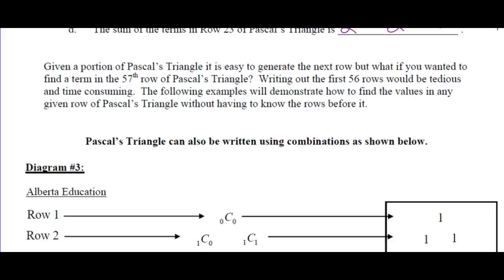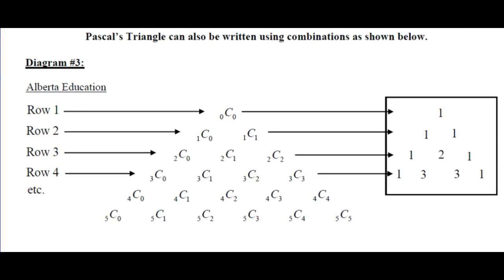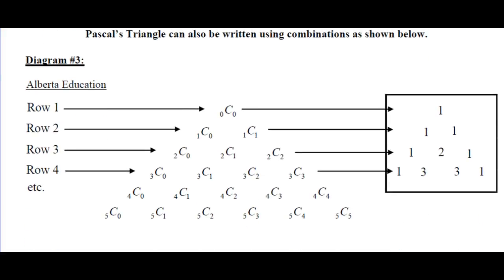But we're not going to do that, right? It's tedious and time consuming. We're going to look for a pattern to see how we can find any value in any given row of Pascal's triangle without knowing the row before it. To do that, we're going to write Pascal's triangle, but using combinations. So row 1, instead of saying 1, we're saying 0 choose 0. Now 0 choose 0 has to be 1, right? There's only one way to choose nothing from a set of nothing, which is nothing.